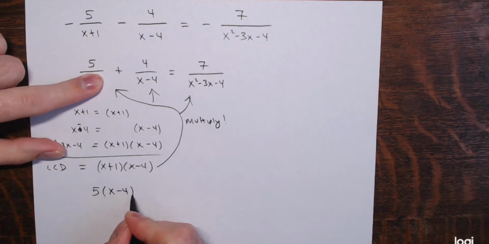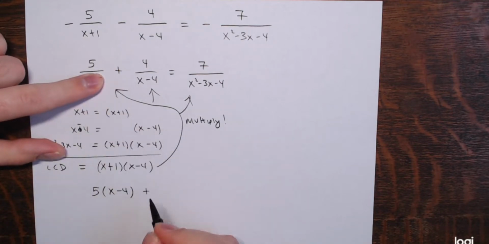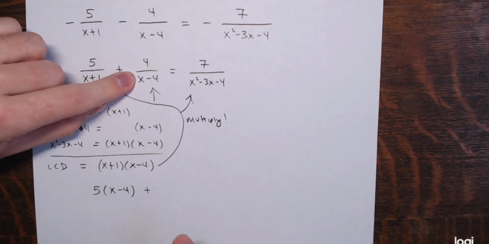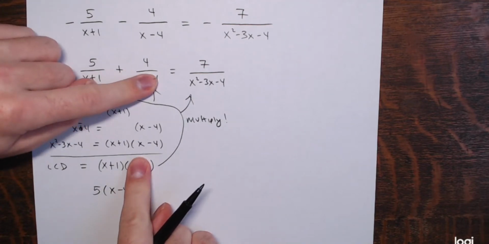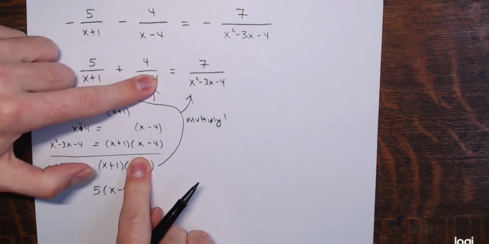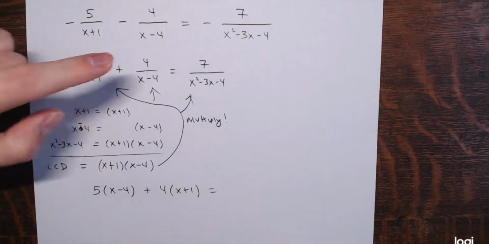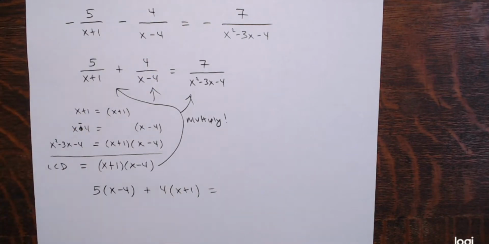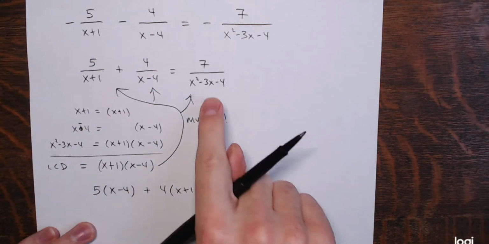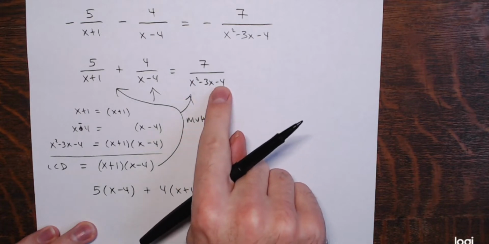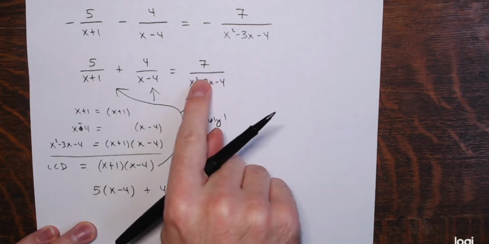All right, then we got plus. And then when I multiply the second fraction by the LCD, the x minus 4s cancel. Cover those up. And I'm left with 4 and x plus 1. 4 times the quantity x plus 1. All right, so that's the left side after being multiplied by the LCD. On the right side, the denominator is the LCD. They'll both cancel. I'm left with just 7.